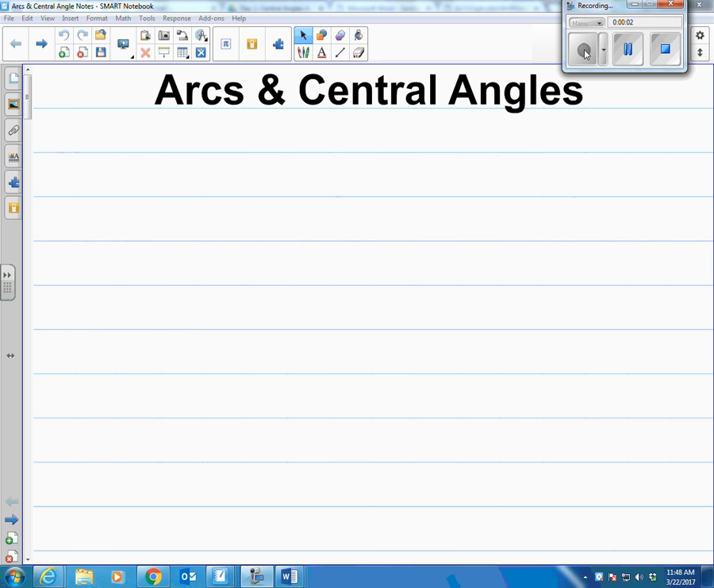All right, we're going to do notes on arcs and central angles. So go ahead and start copying this down in your spiral notebooks.